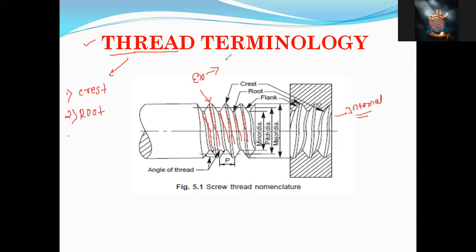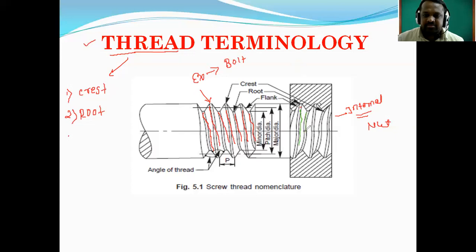Bolt. Bolt is external thread and nut is internal. The bolt has an external thread and the nut has an internal thread. This is just an example we have taken. See, this is the thread, and again here for the bolt and nut, here is the thread. So these are the threads.